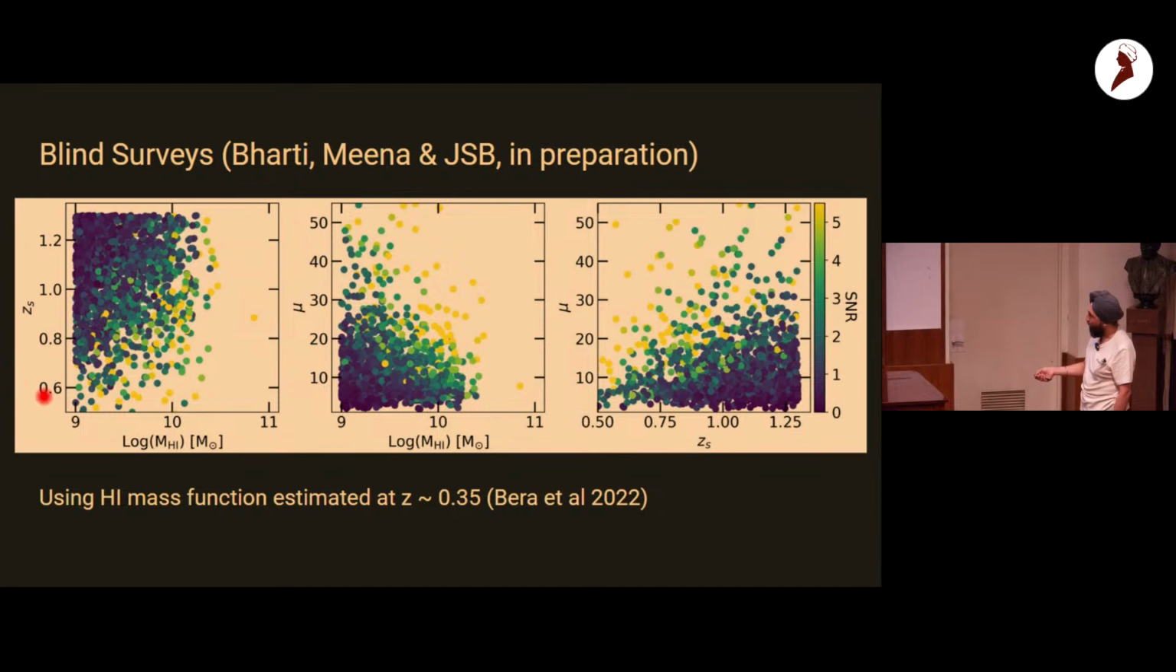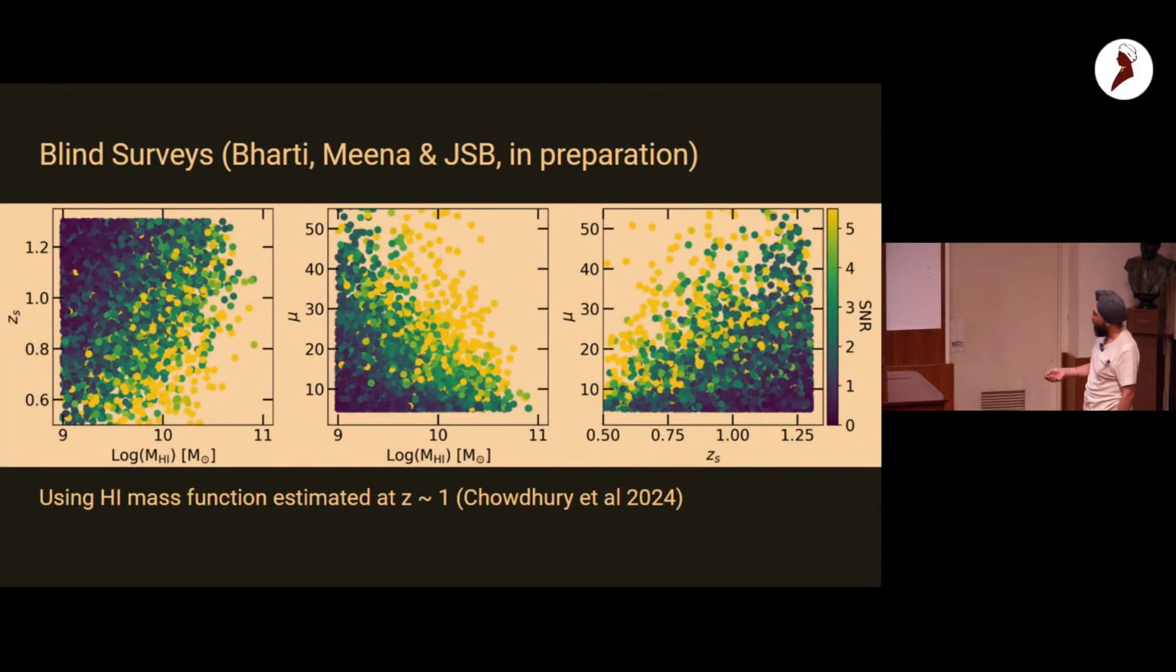In the leftmost panel, you have the source redshift here and HI mass here. The color of these circles tells you the SNR. So focus on the yellow ones, and you can see that the likelihood of some high significance detections being made all the way to redshift of 1.2, that possibility exists. And the same data is represented in other ways.